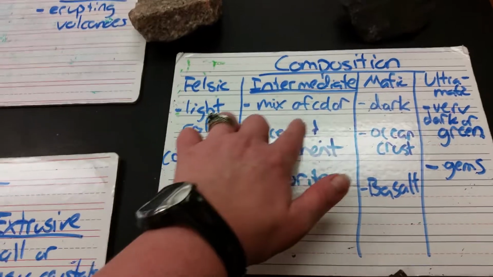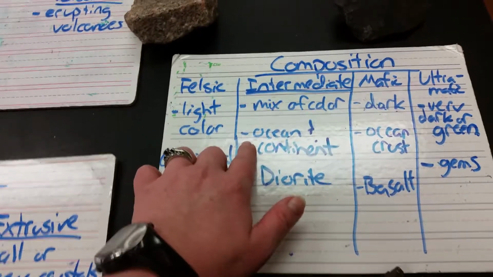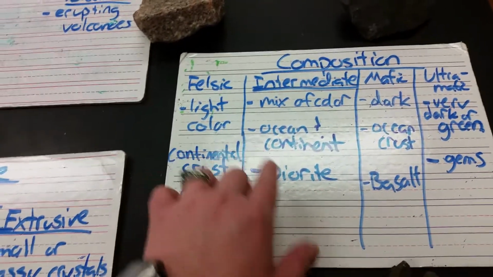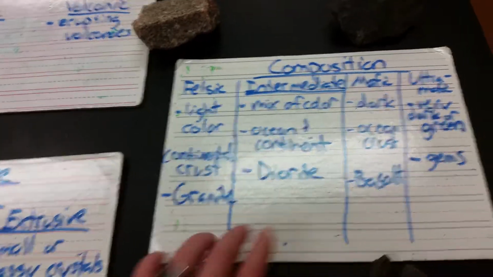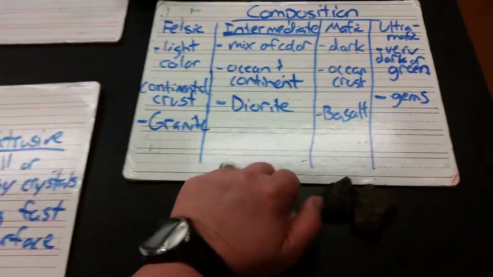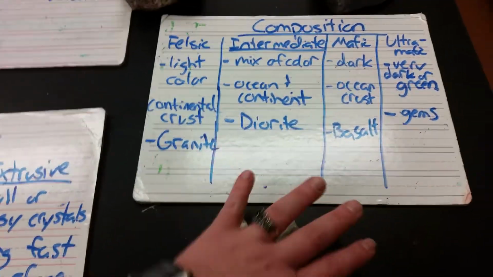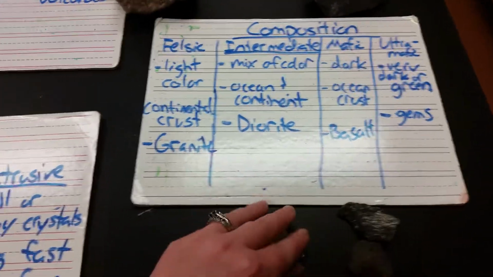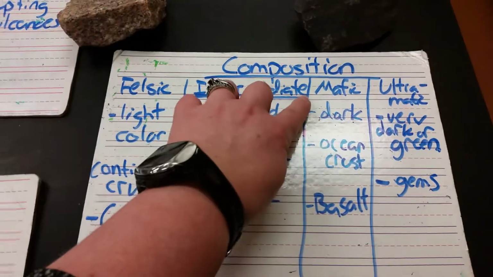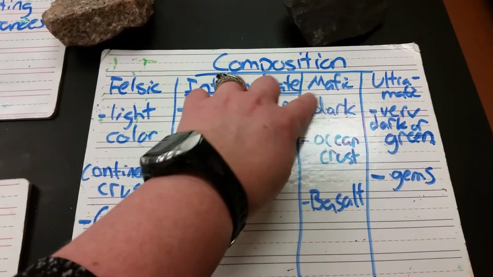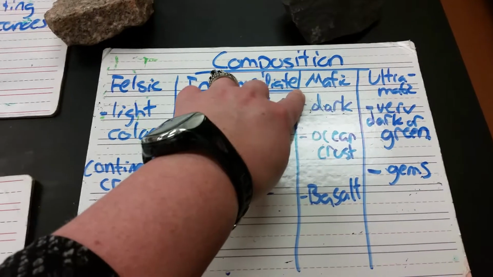Now, intermediate is a mix of color, usually from ocean and continental crust mixing together, and examples would be like diorite. And what it does is it takes these light and dark minerals and mixes them together about half and half, so it's half dark and half light, or even a gray color. Mafic is our second to last. It's the last of the common composition types.